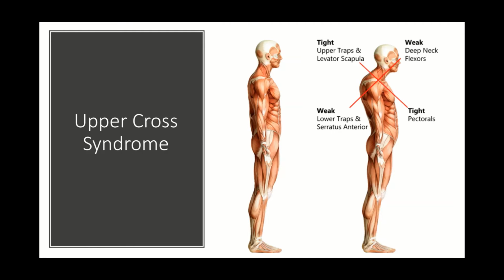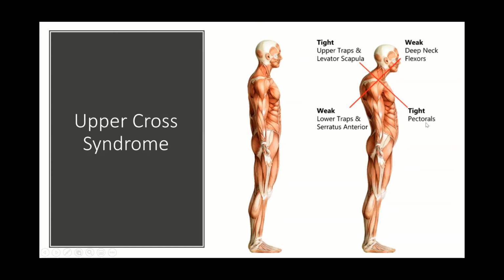So as we see in this picture, on the left would be more of a neutral spine, neutral posture. The picture on the right is what we would consider to be upper cross syndrome. Upper cross syndrome tends to have weakness in the deep neck flexors, so we have weakness in the front of the neck, as well as weakness in the lower traps, serratus anterior, and sometimes even the rhomboids, which are muscles that attach to the shoulder blade and are in between the shoulder blades as well as under the shoulder blade. And then in contrast, we have tight muscles.